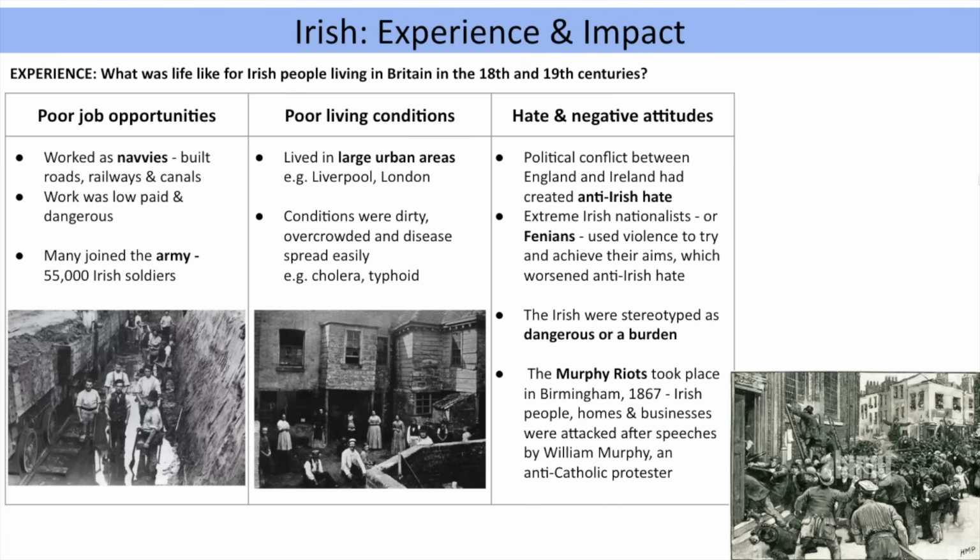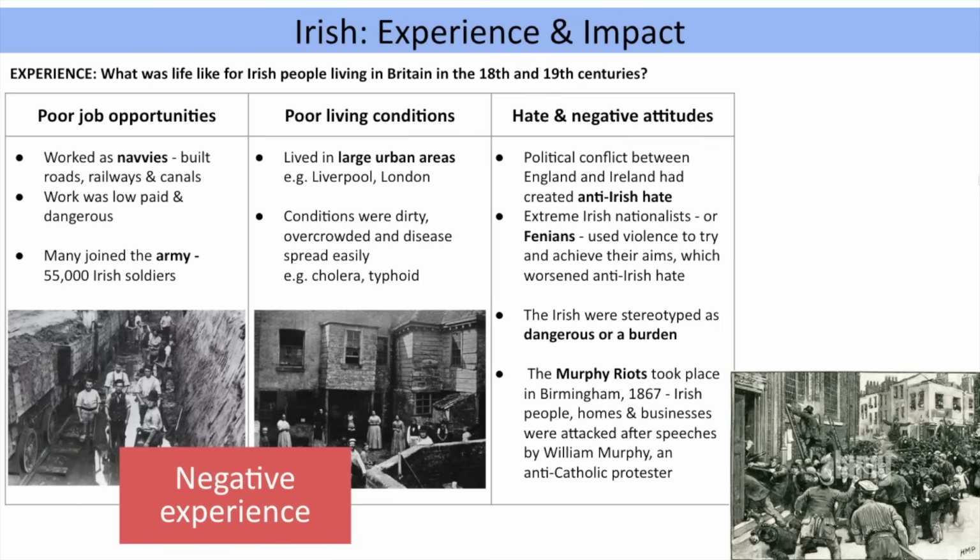So remember, violence is a theme of the course that we see in several different people's experience in several different periods. So you can compare that violence against the Irish to other examples of violence that we see in the early modern and medieval periods. You can compare that to things like the Notting Hill riots in the modern period. You can compare that to things like the attacks during the Peasants' Revolt or the Evil May Day riot in the medieval period. So clearly, a negative experience for Irish migrants.